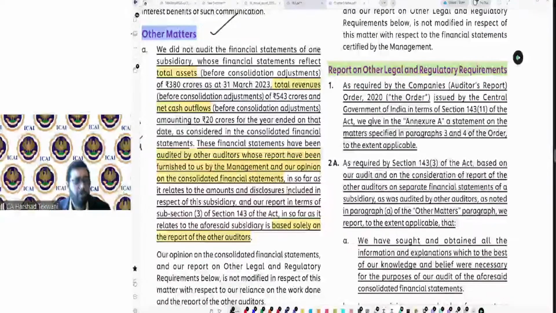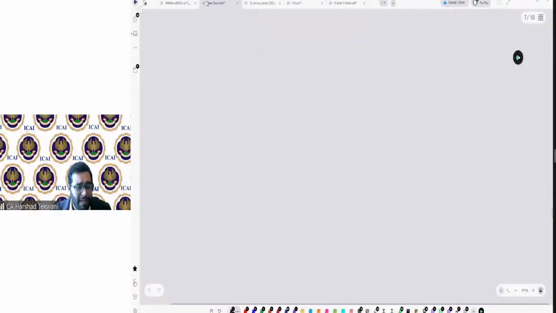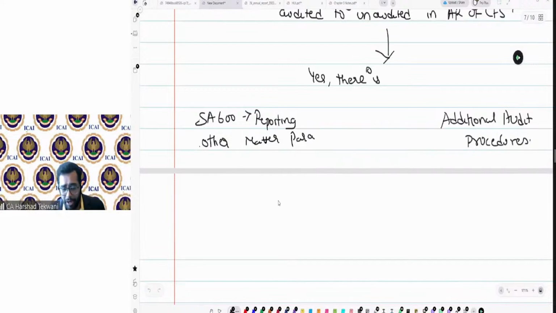So based on the category of the financial statements, audited or unaudited, the other matter paragraph will get impacted. Number two, your audit procedures will get impacted because you need to consider the materiality of the unaudited portion. If the portion is material and I count it as unaudited, then I might need to audit that also. But that again depends upon the materiality of the unaudited portion. Clear?